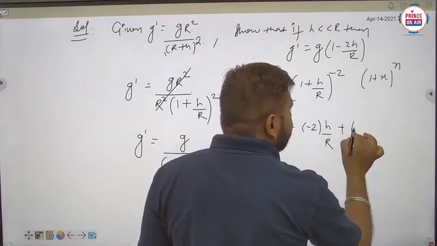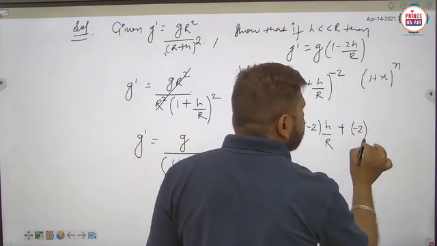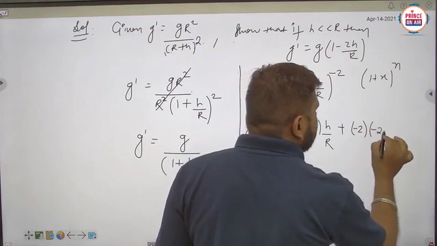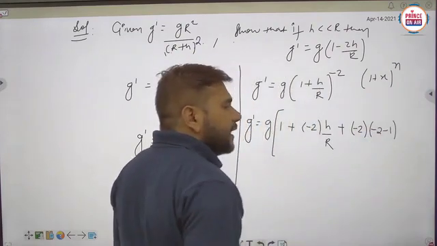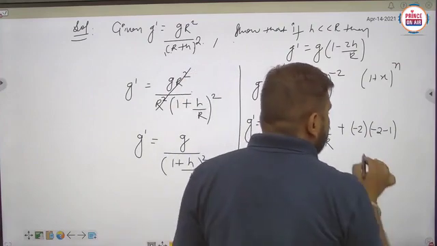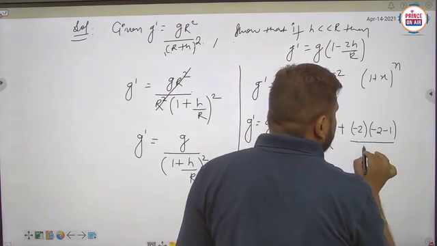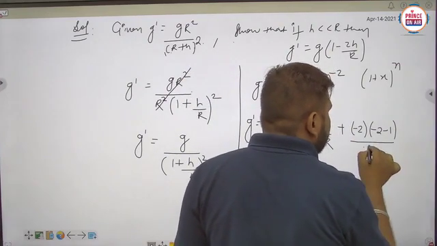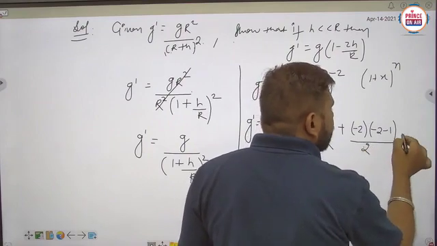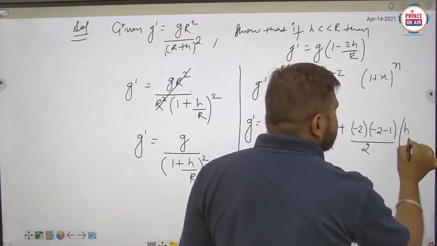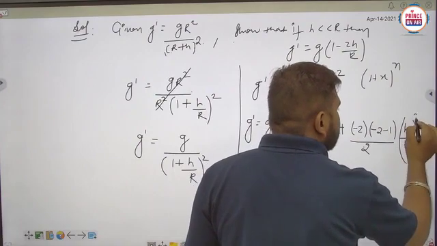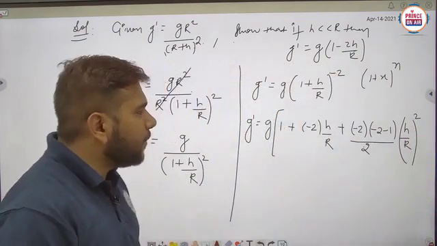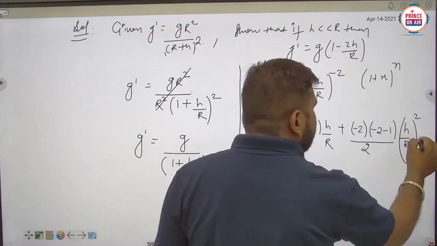Plus n into n minus 1, that is minus 2 into minus 3, upon factorial 2. We all know the value of factorial 2 is 2, into x square. x square means h by r whole square. Clear beta? And so on, this series will continue.